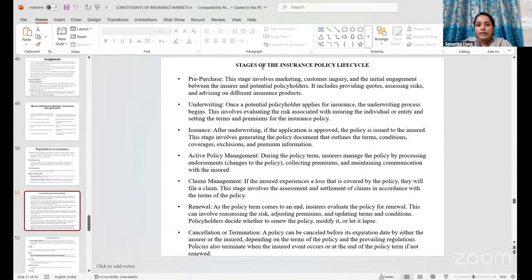Next topic we have is stages of insurance policy life cycle. Now we have stages of insurance policy. When we are taking the insurance policy, every policyholder has to undergo some sort of steps.